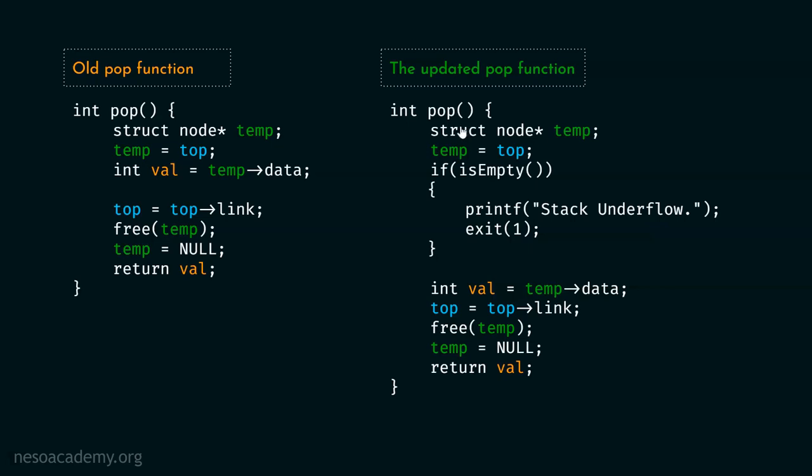We are trying to pop the elements out of the stack. That is why it is important to check this condition. If stack is empty, then we must print stack underflow, right? This is our old pop function where I haven't added this piece of code. Now this is the updated pop function. This is obviously better than this function, right?